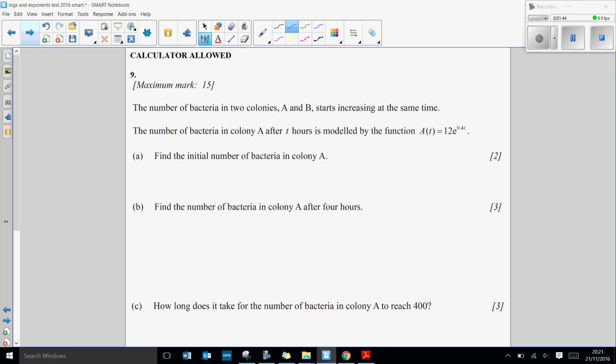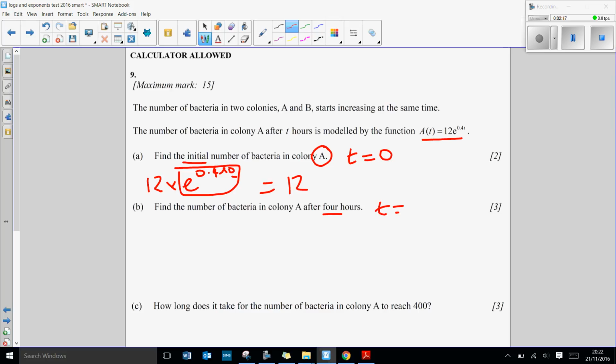Find the initial number of bacteria in colony A. So if this is the formula for colony A, the initial indicates that t is going to be 0. So we've got 12 times e to the 0.4 times 0. We know this is equal to 1 because anything to the power of 0 is 1. So we get a value of 12. And the number of bacteria after 4 hours. So we're going to put t is 4, so it's 12 times e to the 0.4 times 4.